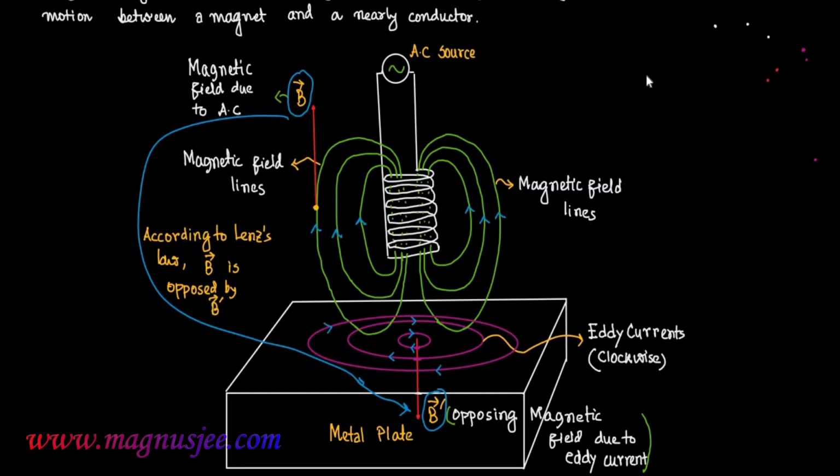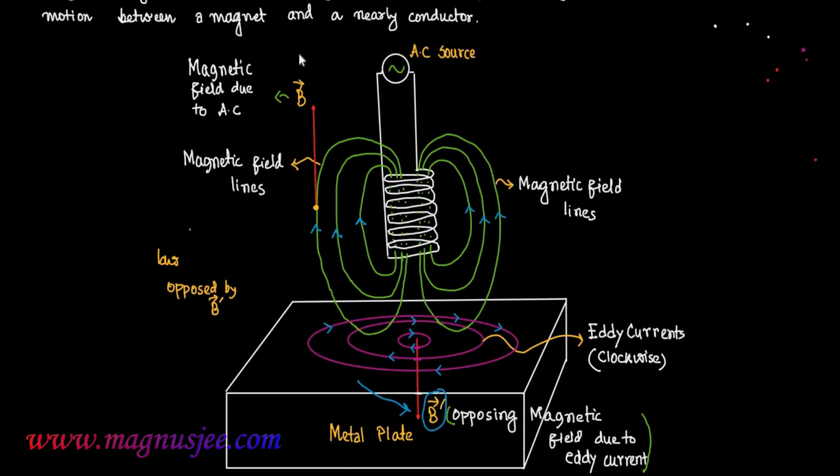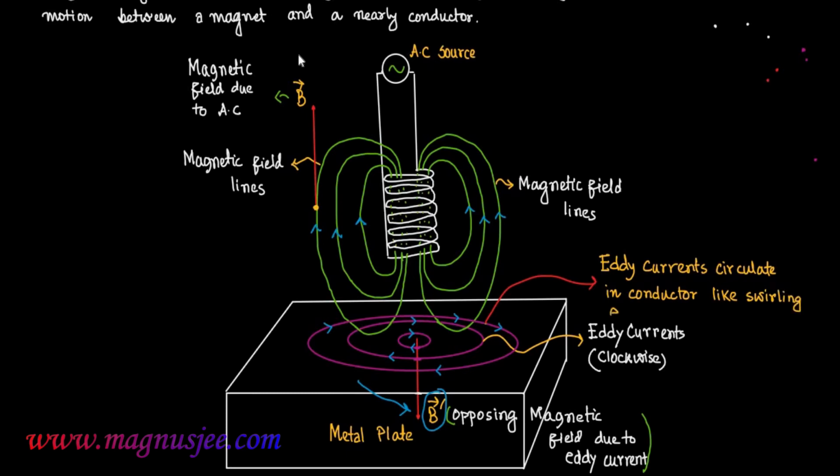So here we are denoting more eddy currents which are flowing clockwise in the metal plate, so that these eddy currents produce the opposing magnetic field vector B prime, which acts vertically downwards to oppose the magnetic field vector B produced due to the alternating current. These are the eddy currents which flow in a circular path in the metal plate. Eddy currents circulate in the conductor like swirling eddies in a stream.